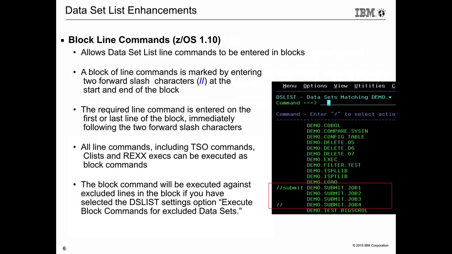1.10 brought the ability to do block line commands. I suspect many of you have used these. For your dataset list, you can take a block of files and put a / in front of the first one, followed by a command, and then a / as an ending delimiter on the last line of the set of files, and the command will be executed against every file in that block.